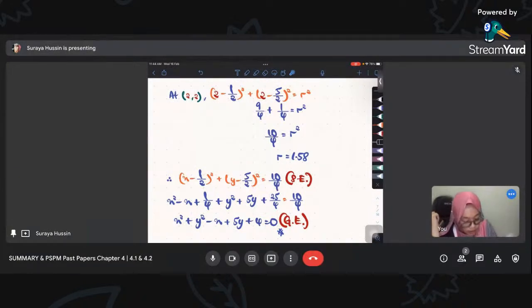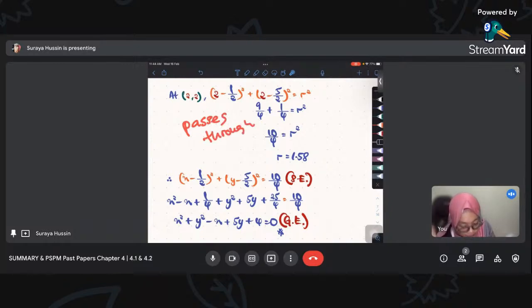So that's it. All you have to do is make sure you have a center. After you have a center, you can find your radius. See, very easy. As long as you know the meaning of passes through.